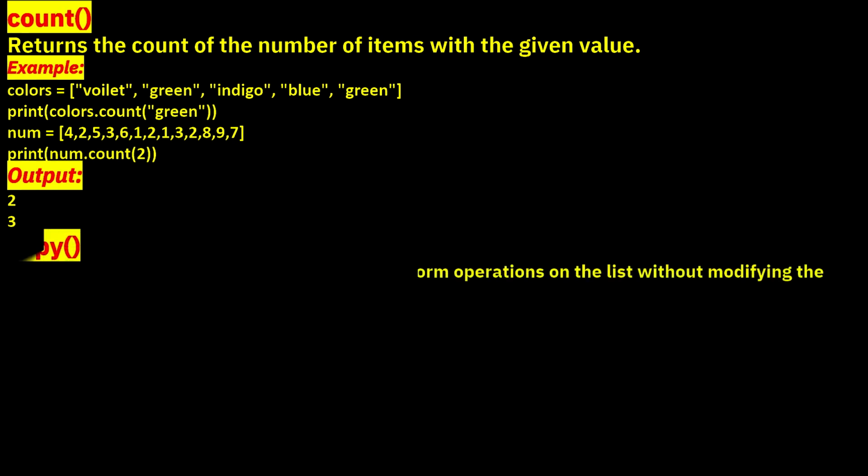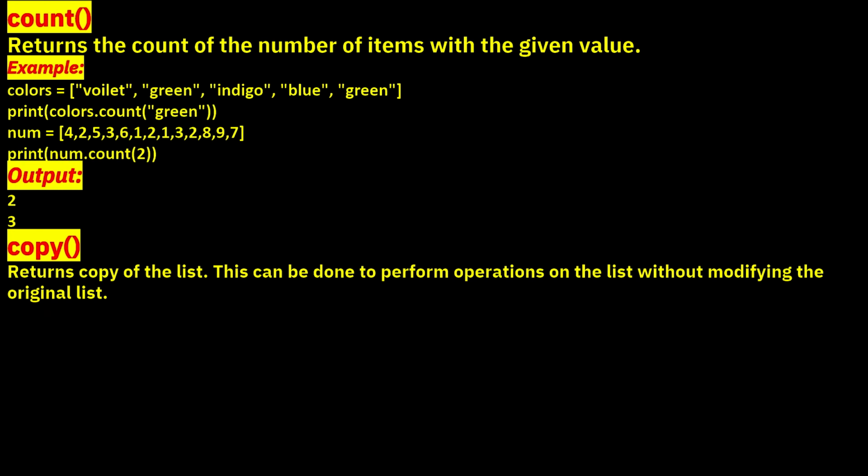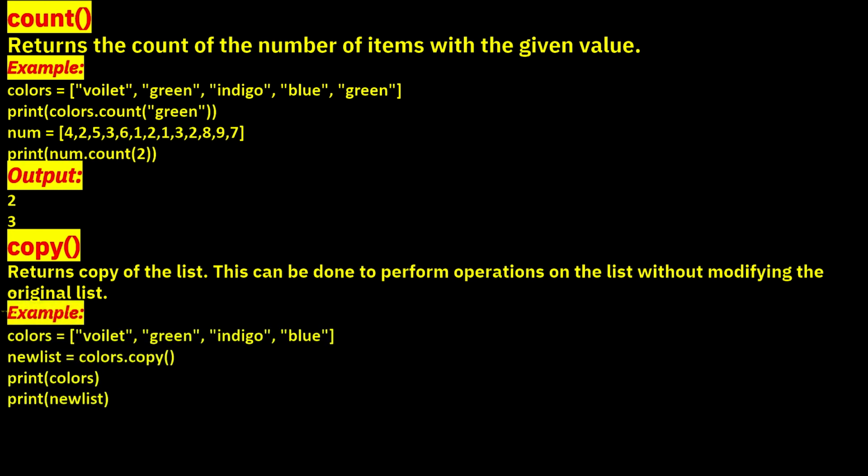copy. Returns a copy of the list. This can be done to perform operations on the list without modifying the original list. Example. colors = [violet, green, indigo, blue]. new_list = colors.copy(). print(colors). print(new_list). Output: violet, green, indigo, blue. violet, green, indigo, blue.